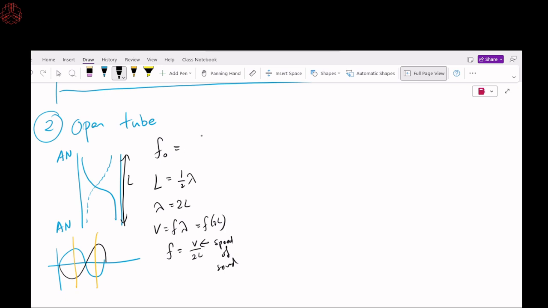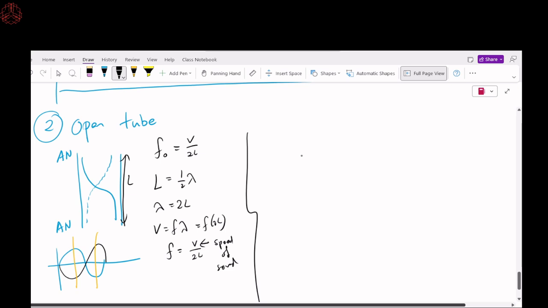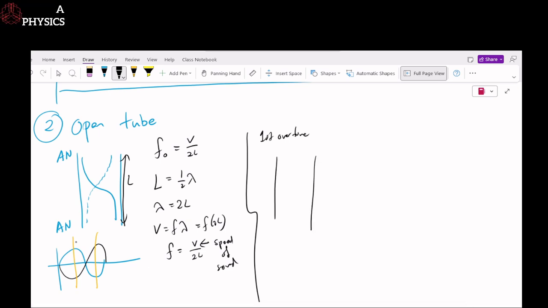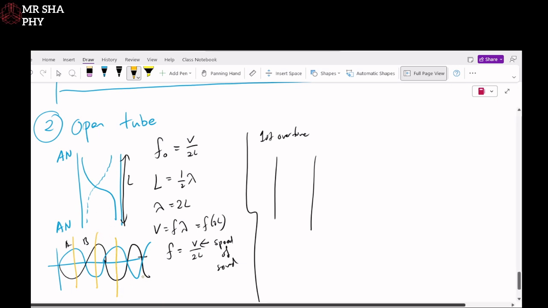Okay. So my fundamental frequency will be v over 2L. Rest assured, you can do the same thing again for the first overtone. So for the first overtone, instead of cutting at A and B, I can continue my wave like that. Instead of cutting A and B, I can cut A and C here. So what that means is that I can have a wave that looks something like that. Okay, looks a bit more like a DNA, but that's fine.